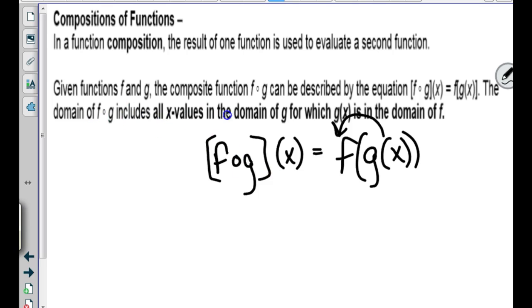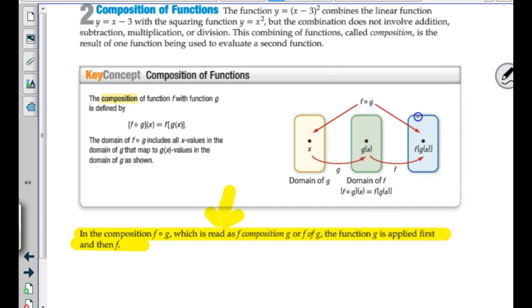The domain includes all values of the domain of g for which g(x) is in the domain of f, and this gets kind of hairy. So for a composition of functions, when you're putting g into f, the domain includes all x values in the domain of g that map to values in the domain of f. Okay, so we had our original domain of g and the domain of f, and the new domain has to include everything that works for both. The composition reads f composition g, or f of g. The function g is applied first and then f.